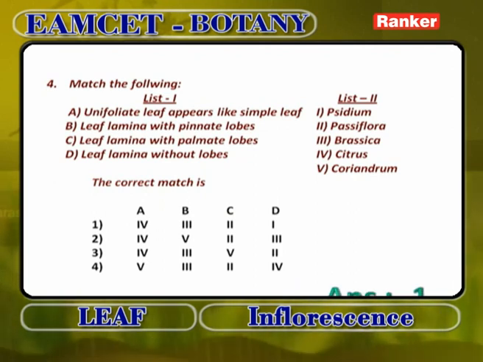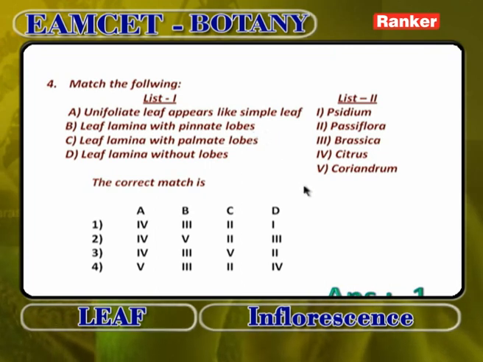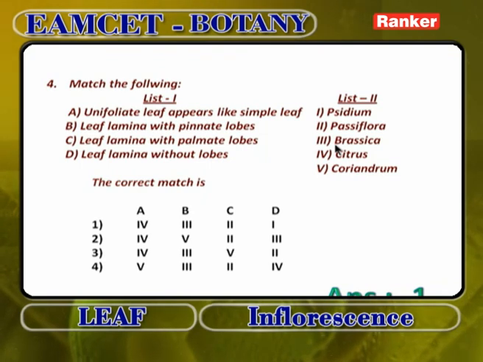Next question. This is again matching. Unifoliate leaf appearing like a simple leaf is Citrus. Why? Because here only one leaflet is present at the tip of the petiole. The petiole is also a winged petiole. Leaf lamina with pinnate lobes is Brassica. Pinnate lobes means an equal number of lobes on both sides of the midrib.